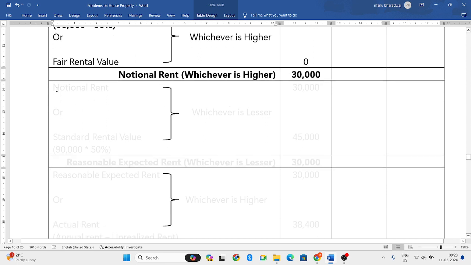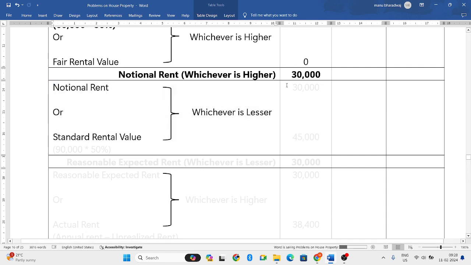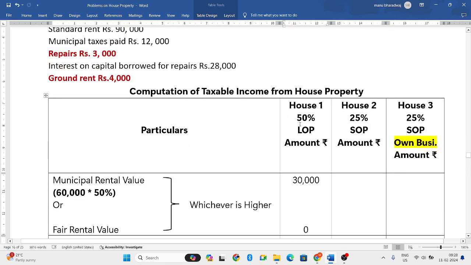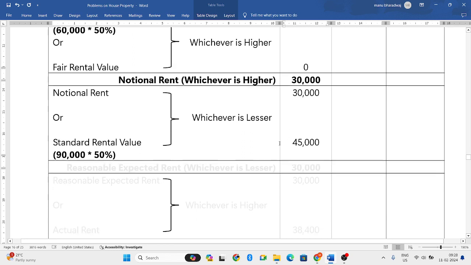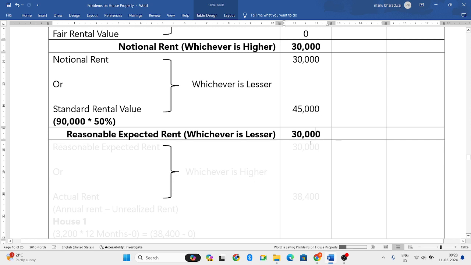Next, this is known as notional rent. This notional rent should be compared with standard rent. Standard rent is 90,000. 90,000 is for the complete building, but only 50% of the building is let out. So 90,000 into 50% you will get 45,000. Out of these two, whichever is lesser, 30,000 is lesser. So 30,000 will be considered as reasonable expected rent.